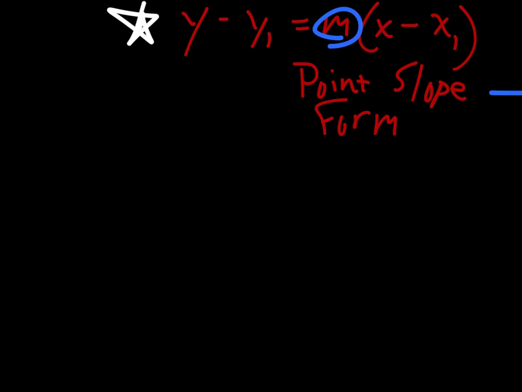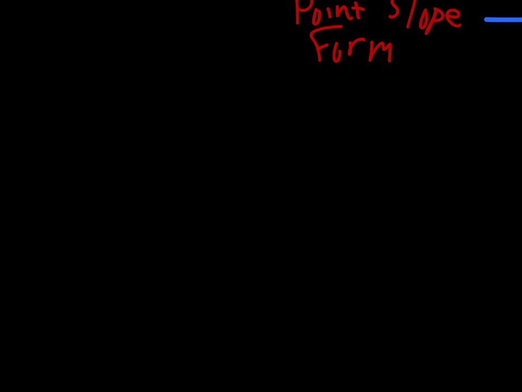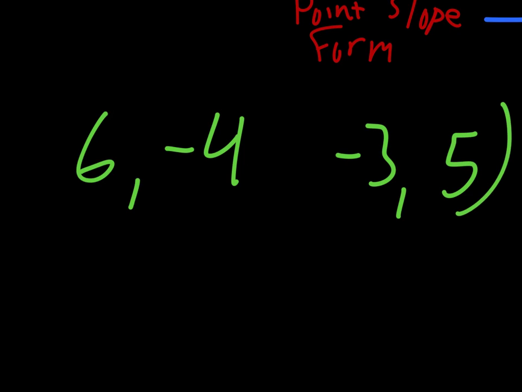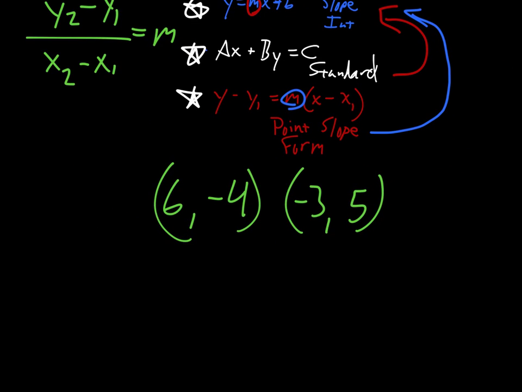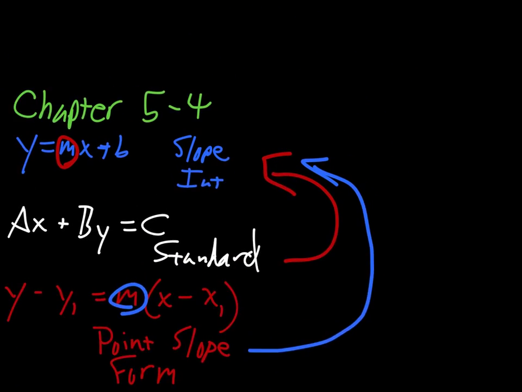Now, if I give you the points, this is what they'll do when they check yourself, okay? They'll give us points like, here we go, Example 1: 6, comma, negative 4, and negative 3, comma, 5, okay? And they're going to say, graph that. And let's see, what does it say? Write an equation for the line in point slope form, then rewrite it in slope intercept form, which is this top one right here.